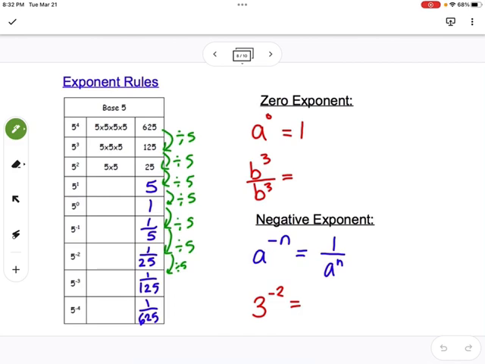Okay, our last two laws. We have our zero exponent law, and that's any base with the exponent 0, your answer is always 1. So no matter what has the exponent 0, your answer will be 1. Looking at this one, we have b cubed divided by b cubed. They have the same base. We subtract the exponents, so that's b, 3 minus 3, which is b to the exponent 0. Again, anything to the exponent 0 is 1, so our answer is 1.